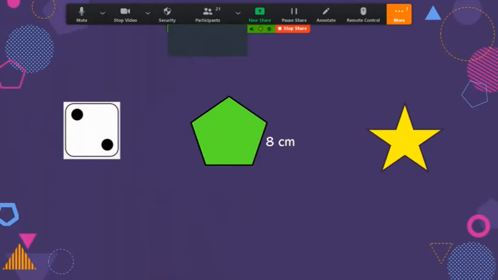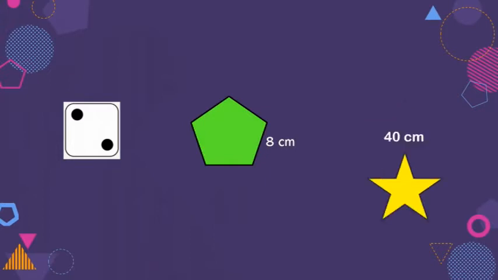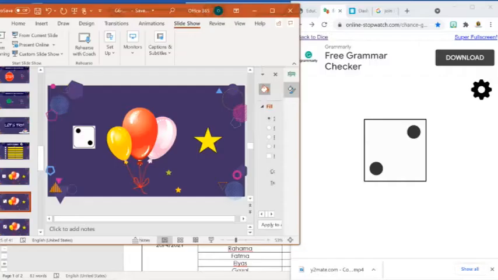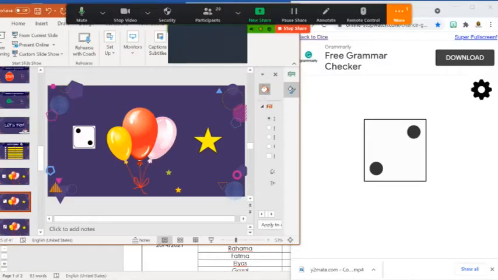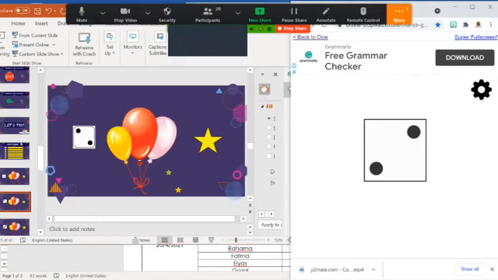40. Let us see. 40 centimeters. Very good. It's 40 centimeters. So you have one sticker for today, Hamza. One math wizard. Thank you very much, Hamza. That's correct. Okay, let's go on. Let's roll the dice again.